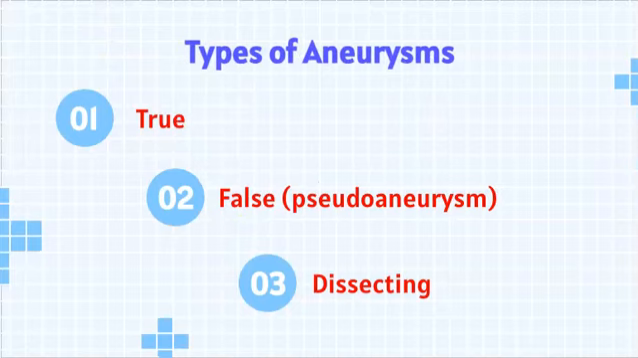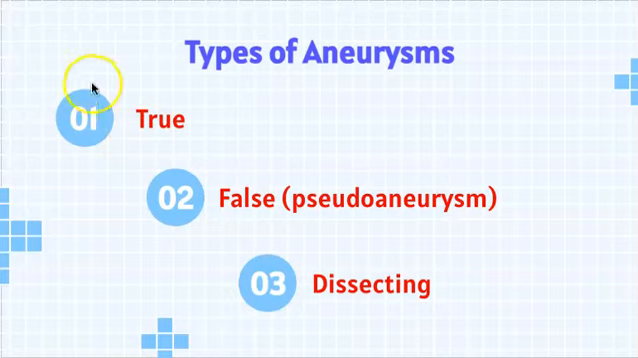So y'all have already been over the types of aneurysms, so I'm just going to ask y'all some questions, and then y'all can pause the video and try and answer them, or y'all can just answer them in your head. So just to start out, there's 3 types of aneurysms: true, false, and dissecting. Which one of these involves all 3 layers?